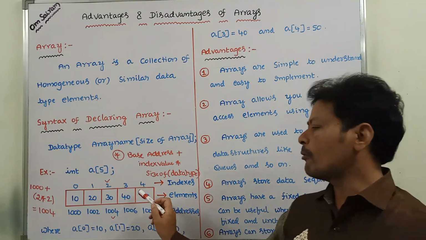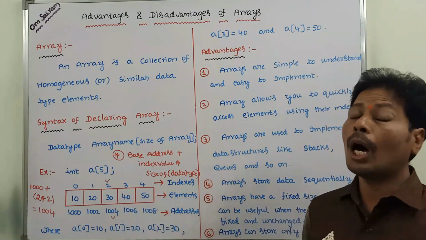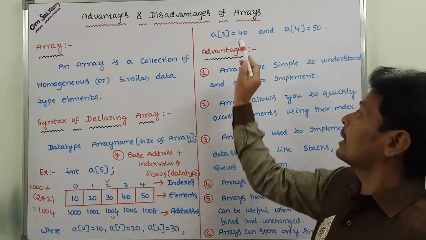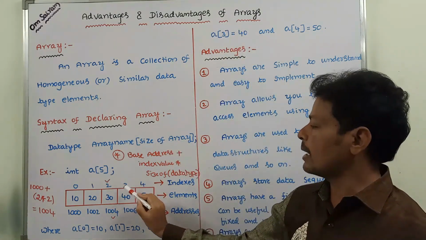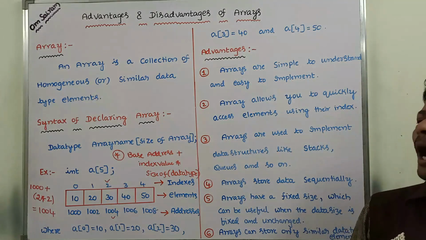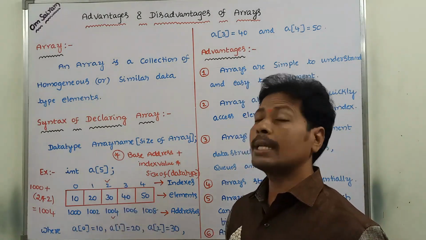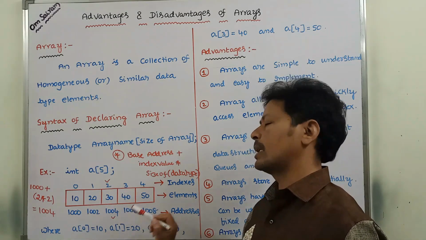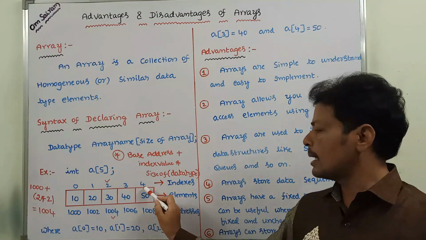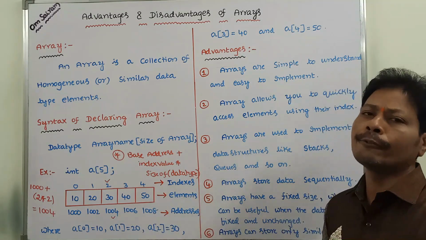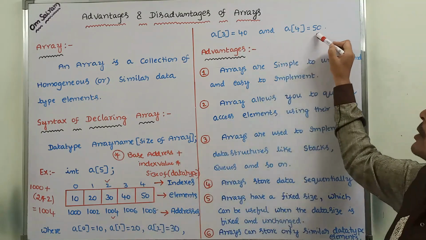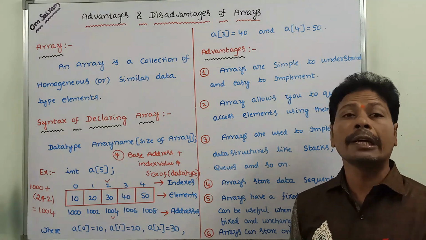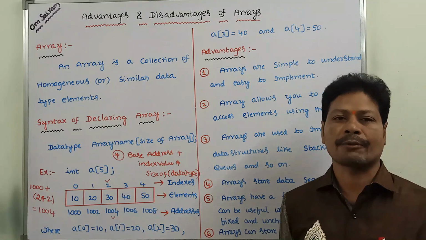Okay, suppose we want to access this element. How would you access that element? By using index. So that is A of 3, A of 3 is equal to 40. How to access this element? What is the index of that element? 1. A of 1 is equal to 20. How to access this element? What is the index of that element? 4. A of 4 is equal to 50. We have to access any element in the array very fast by using the index value.